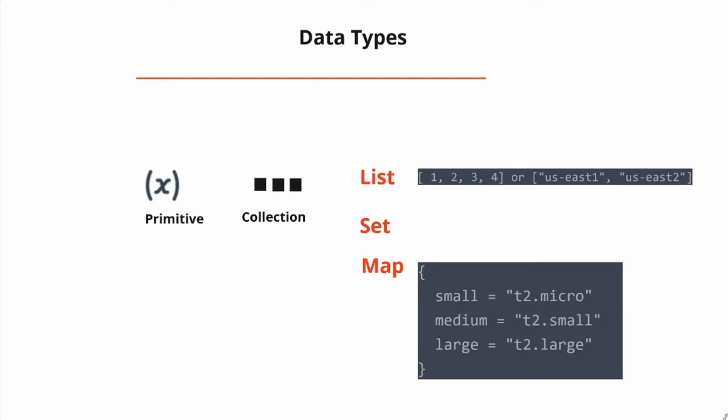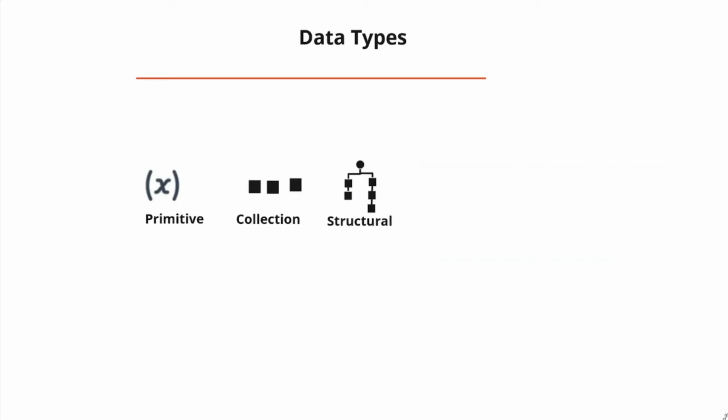So a list is an ordered group of elements, like the numbers 1, 2, 3, 4, or the AWS regions, US East 1, US East 2, etc. A set is an unordered group of elements, whereas a map is a group of key-value pairs, like small, medium, and large for the instance type definitions. And then we have structural data types that are similar to collection data types, except that they allow you to mix the data types stored in each grouping. So tuple is similar to lists and object is similar to maps.